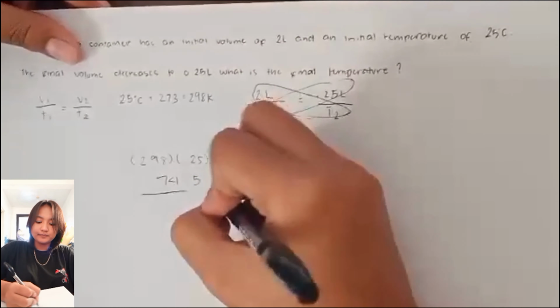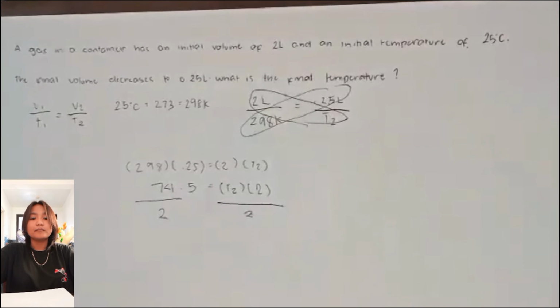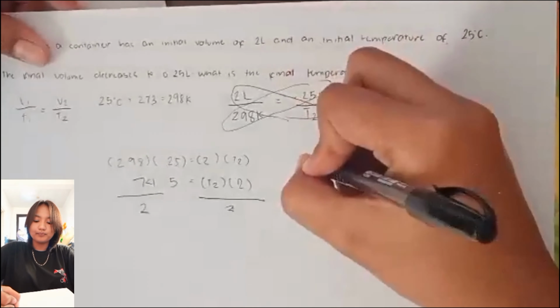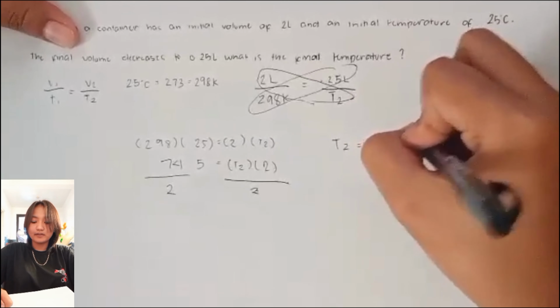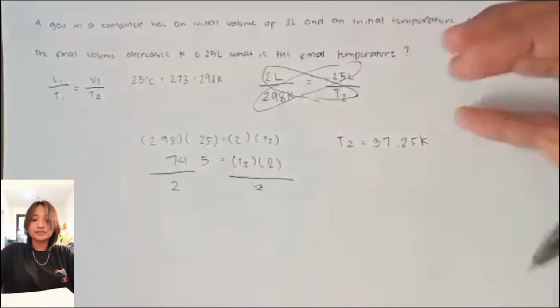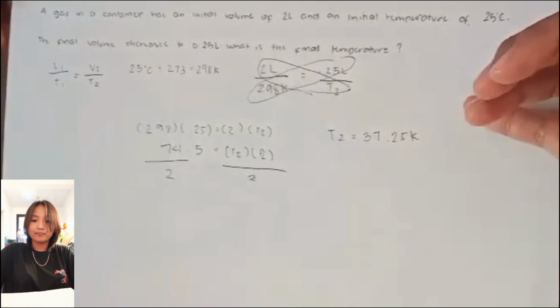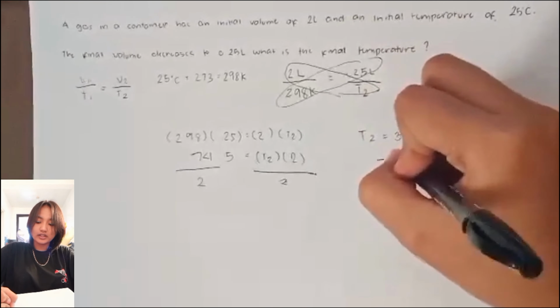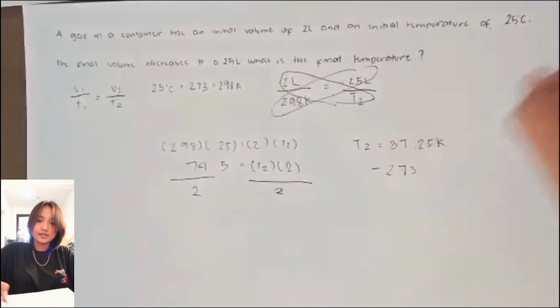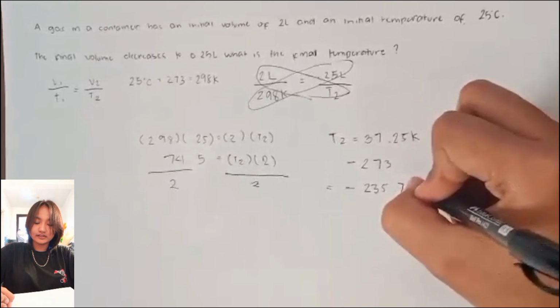My final temperature is found to be 37.25 Kelvin. I could start there with my Kelvin temperature. If I had to find degrees Celsius, I would subtract 273 from this Kelvin temperature, and my final temperature in degrees Celsius will be negative 235.75 degrees Celsius.